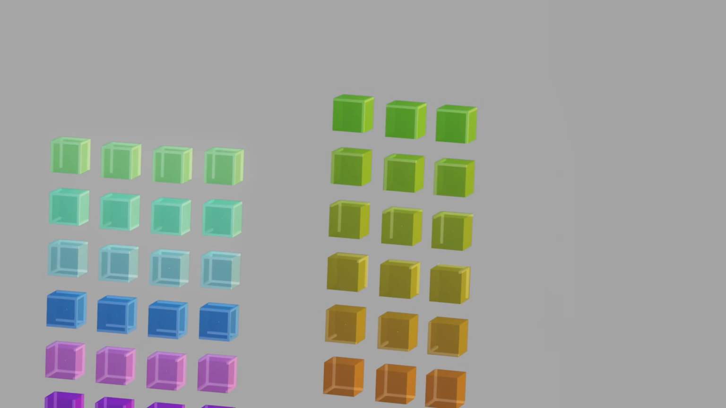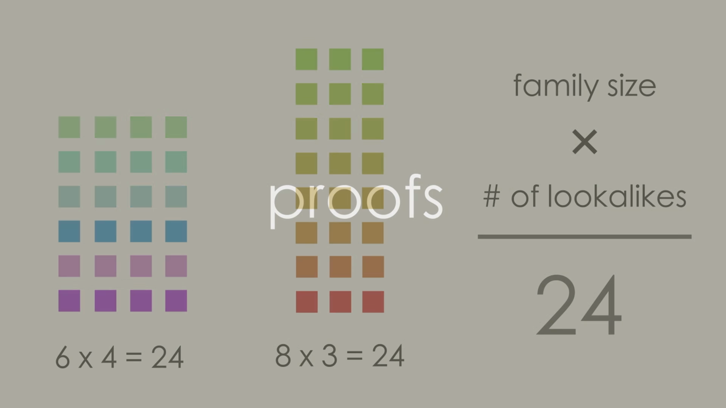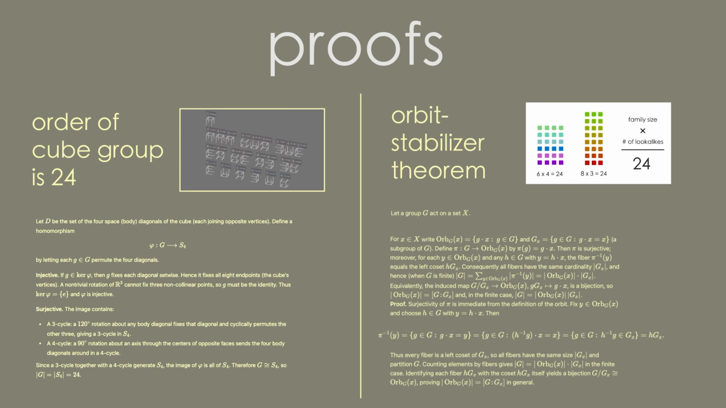Or we noticed that there tended to be a complete number of copies of a family in the family portrait, but how can we be sure there aren't exceptions to this pattern? A formally correct proof would contain proper proofs of each of these results. The first is that the order of the cube group is 24, and the second is what's known as the orbit stabilizer theorem.